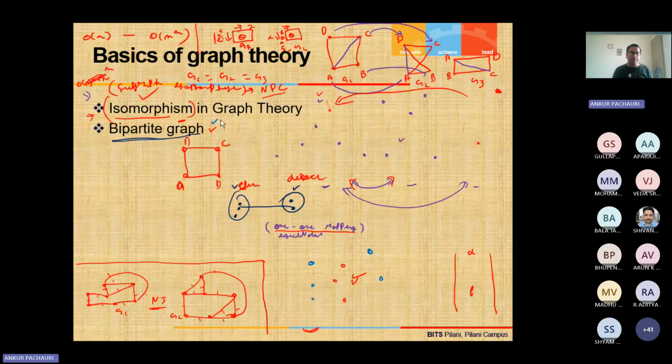Like a recommendation system: a particular set of users to be recommended a certain kind of offers. Who should get what kind of offer? So a recommendation system is also an example of a bipartite or multipartite graph. Clear?